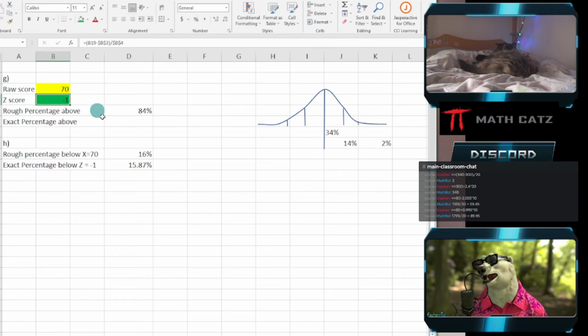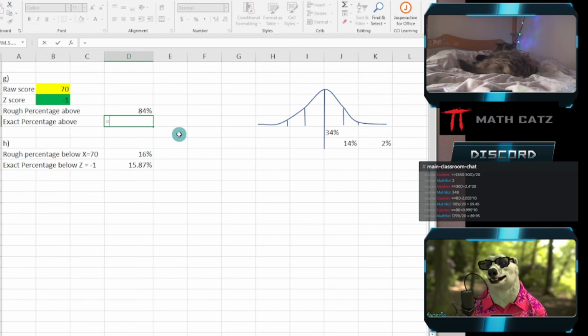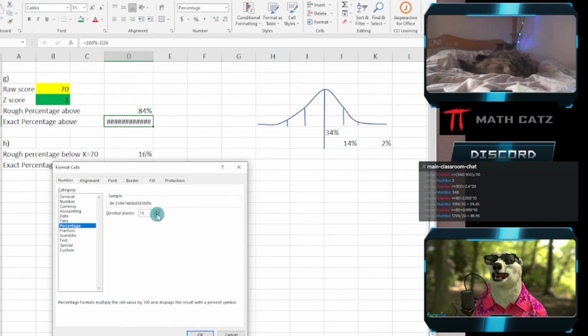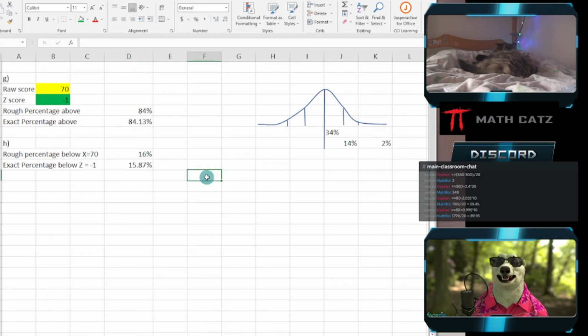Let's go back to the 70. So my estimate was 16. In fact, it's exactly 15.87. Now I can go up to the above and say, well, this is simply going to be 100% minus this below number. Of course, it doesn't want to automatically go to 2 decimal places, which would be nice. Sometimes it does, sometimes it doesn't. Like so. Showing that I was very close with my estimate. It's very good, but it's not exact.